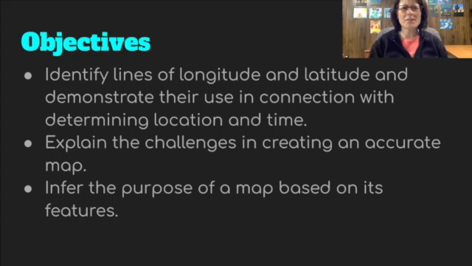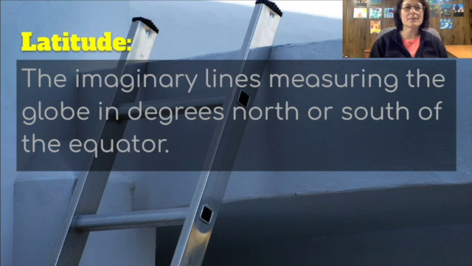So our objectives today are to identify lines of longitude and latitude and demonstrate their use in connection with determining location and time, to explain the challenges in creating an accurate map, and to infer the purpose of a map based on its features. So let's get started.